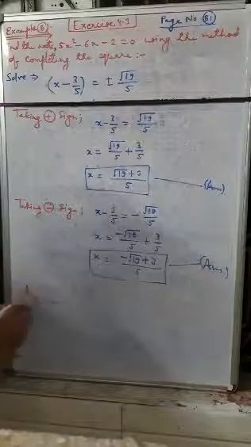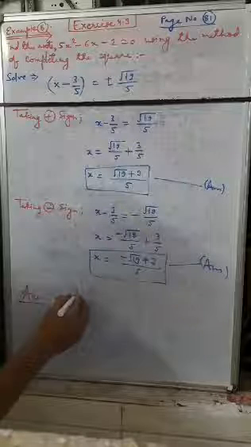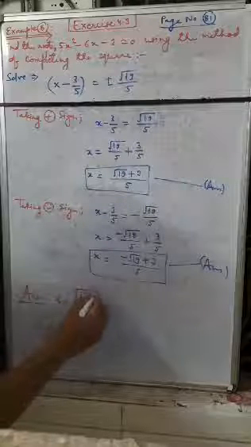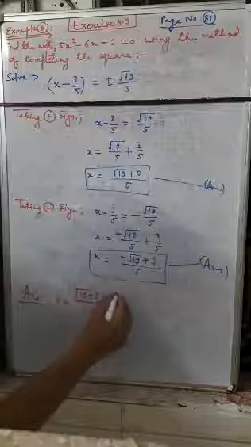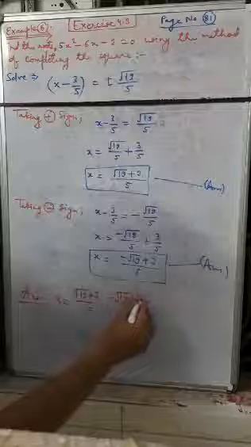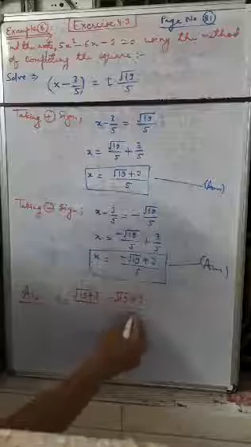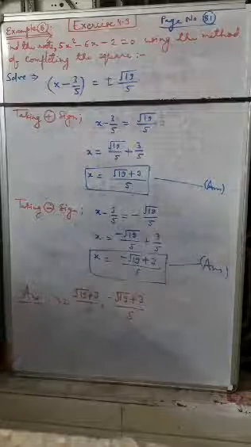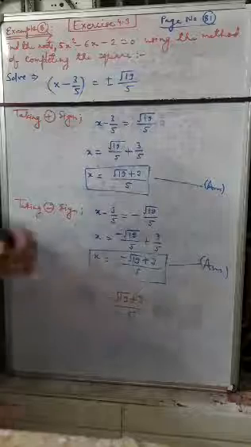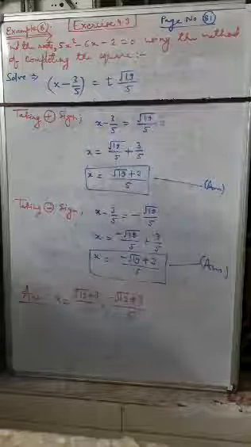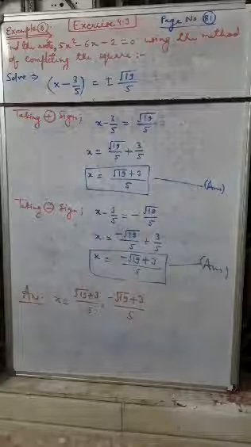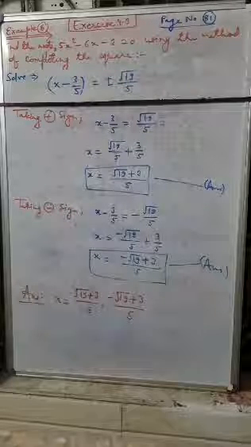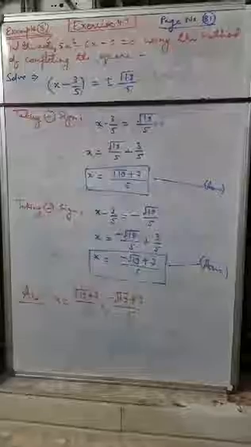So answer x is equal to under root 19 plus 3 by 5 comma minus under root 19 plus 3 by 5. You can also write 3 plus under root 19 by 5 or 3 minus under root 19 by 5. So it is the complete solution of question 5x square minus 6x minus 2 using the method of completing the square.